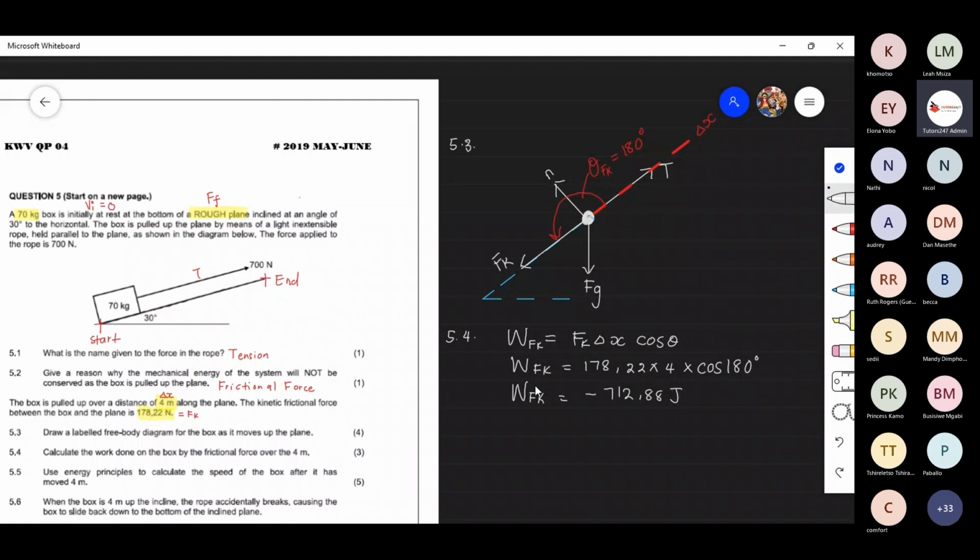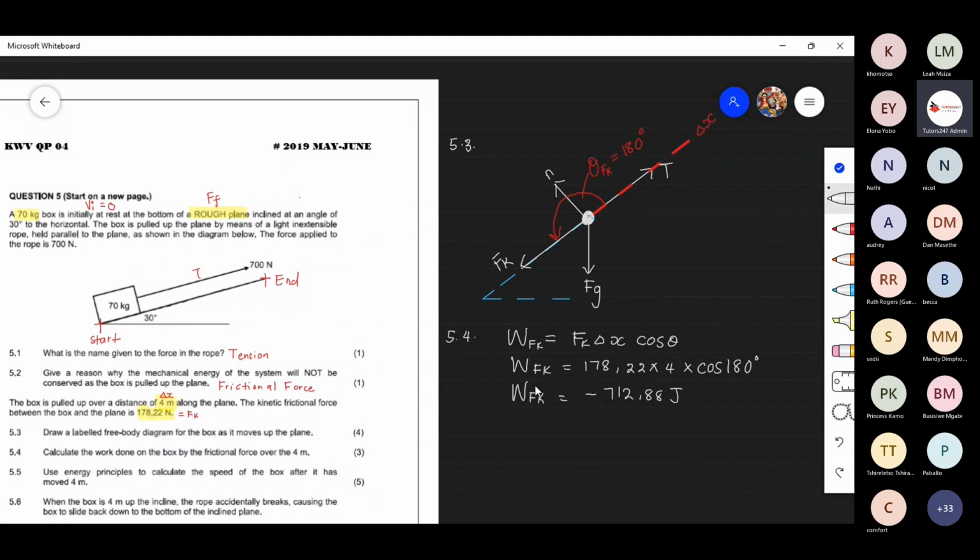Why is our answer negative? The reason is because energy is being removed from the system. Whenever you end up with a negative work, it is because energy was removed from that object. So 712.88 joules of energy was removed from the 70 kg object as it was displaced through 4 meters.